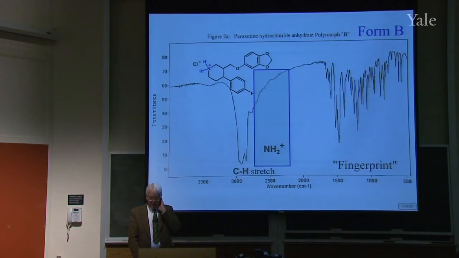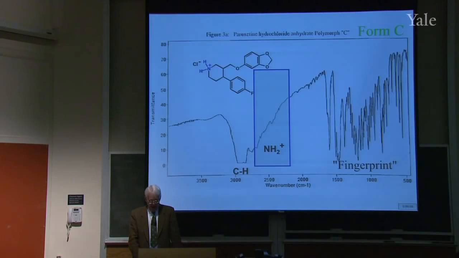Okay, so here's the second form, form B. And again, there's ammonium functionality in there, CH and fingerprints. And here's the third form, same deal. Now, notice incidentally that they had a lot of sample in this one, so a lot of it had zero transmittance.